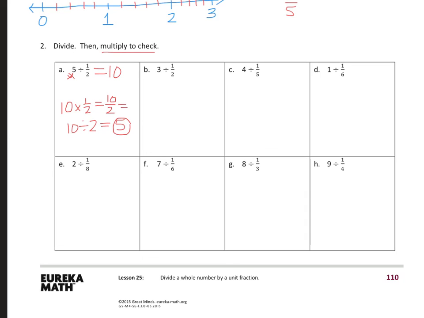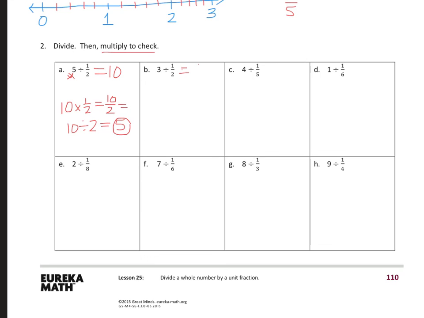All right, let's go on to B. Same thing. 3, divide them in half. 3 crackers, they're all divided into halves. You break up each cracker into halves. How many do you have? Or how many halves do you have?